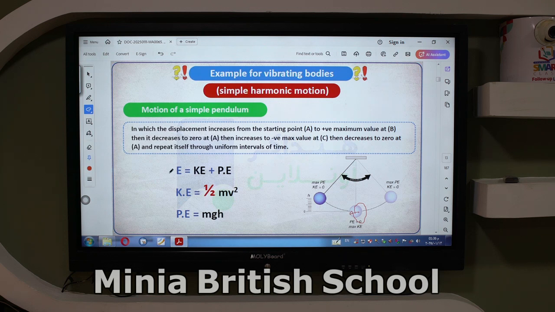Mechanical energy equals kinetic energy plus potential energy. What about the rule of kinetic energy? Kinetic energy equals half m v squared. What is this m? m is for the mass, and v for velocity. But in potential energy, it is mgh: h for the height, g for gravitational acceleration, and m for the mass.